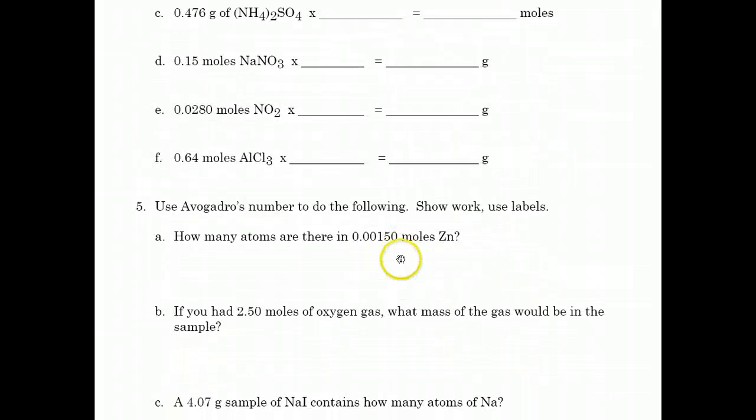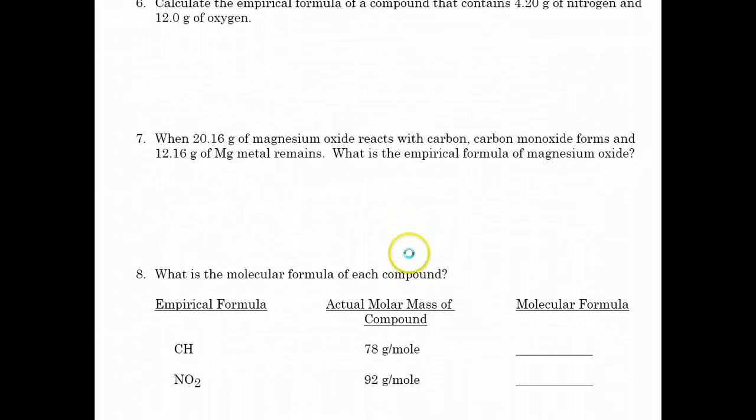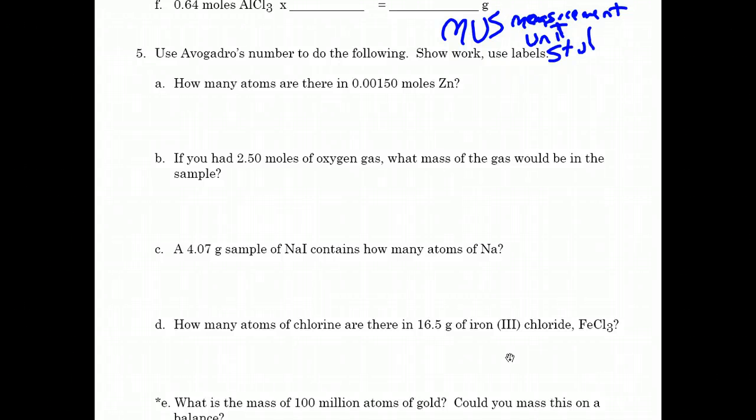And then it says question 4, I said to skip. Go ahead and skip ahead to number 5. And it says use Avogadro's number to do the following. Show work and use labels. So again, my system, I want you to use MUS. Measurement, so a number. A unit, so grams, liters, moles. And the S is the stuff. What is it a measurement with a unit of what?